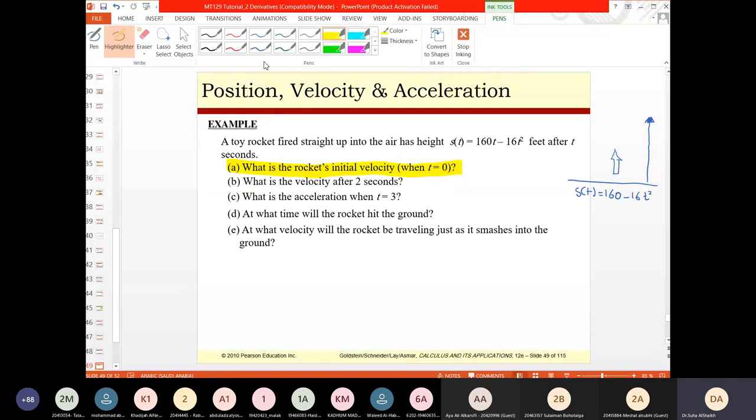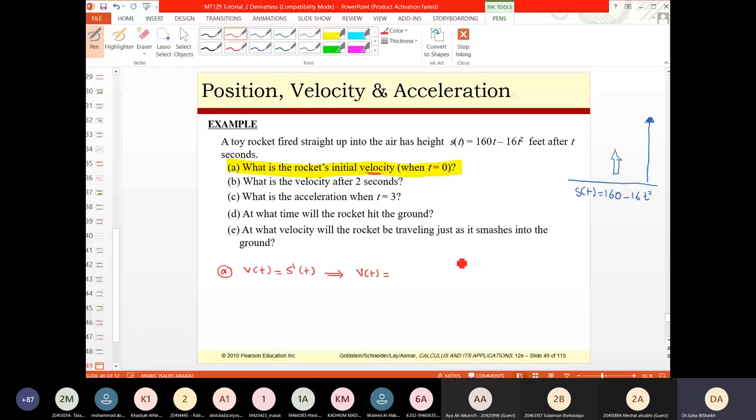So to solve A, I want the velocity. What's the velocity? Do we substitute directly or find the derivative first? Yeah. So the velocity in general, v of t is equal to s dash of t. This implies the velocity function v of t is equal to 160, derivative is 0. Derivative of the minus 16 t squared is minus 32 t.